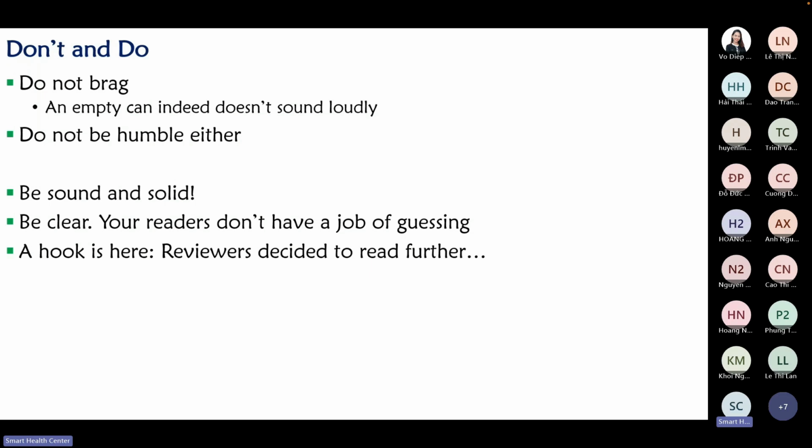So be clear. Your reader doesn't have the job of guessing, right? They don't need to sit there and guess what this author meant. Be clear, especially if your English is not good, then direct language is much better than trying to be wordy and then they don't understand.